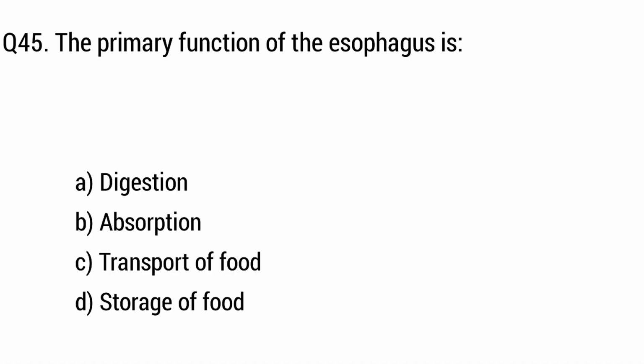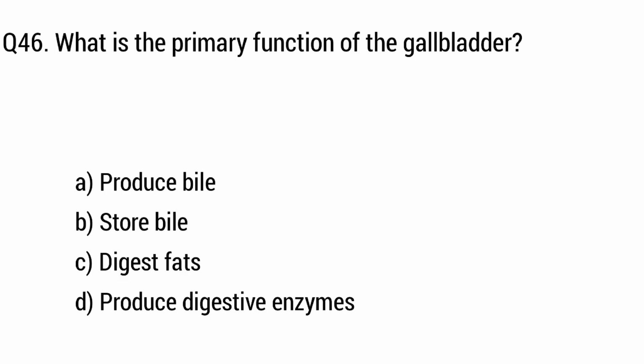Question 45. The primary function of the esophagus is? The right answer is option C, transport of food. Question 46. What is the primary function of the gallbladder? Option A produce bile, B store bile, C digest fats, D produce digestive enzyme. But the right answer is option B store bile.